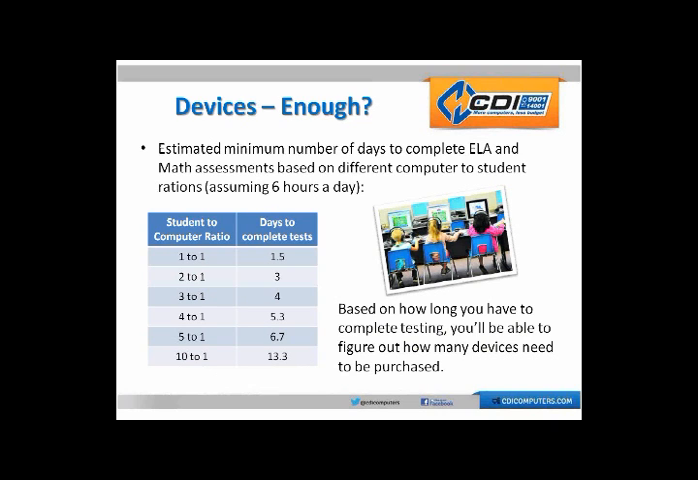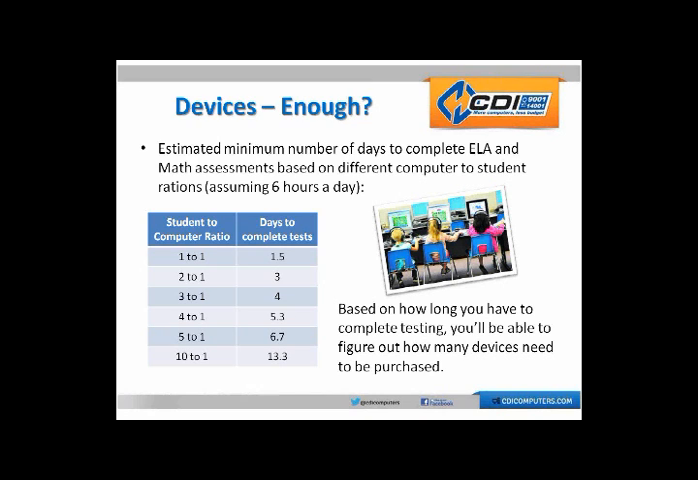And do I have enough? There are formulas on both PARCC and Smarter Balanced that will help you with this. But this is a fairly simple chart that we put together using those formulas. Basically it says if my student to computer ratio is 3 to 1, then in order to complete the math and language tests that I need to do, and I'm assuming those machines are available for 6 hours a day minimum, it will take me 4 days to test my entire student population.